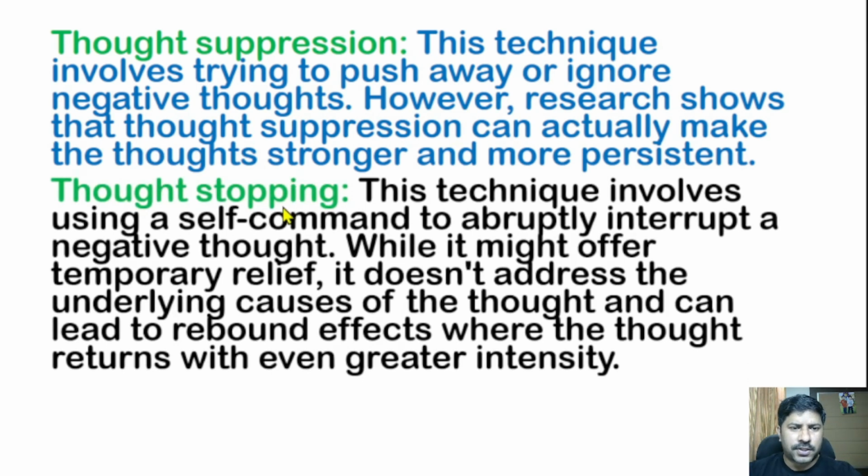Then thought stopping. It is another technique used in cognitive behavioral therapy. This technique involves using a self-command to abruptly interrupt a negative thought, so the person will stop that unwanted thought. It gives temporary relief from unwanted thoughts, but it doesn't address the underlying causes of the thought and can lead to a rebound effect. The thought comes again, returning with even greater intensity, so it also leads to problems in future. So thought suppression and thought stopping cannot be used as a permanent solution. We can use them only for temporary relief.